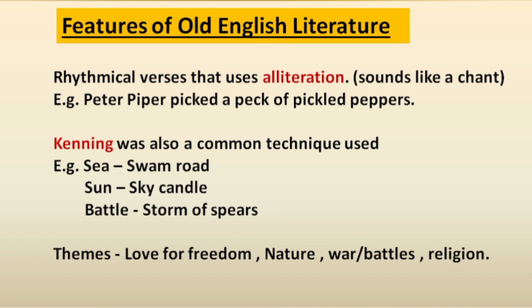Kenning is a figure of speech where we use two or more words which have a similar meaning as the actual word. We don't use the exact word as it is, but instead, to bring a poetic effect, we are using two or more words. Here, for example, the phrase 'swan road' is used instead of the word sea, and 'sky candle' instead of sun, and instead of battle, we have 'storm of spears'. So we have alliteration, kenning, and the common themes used in the literature of the time are love for freedom, nature, wars or battles, and religion.